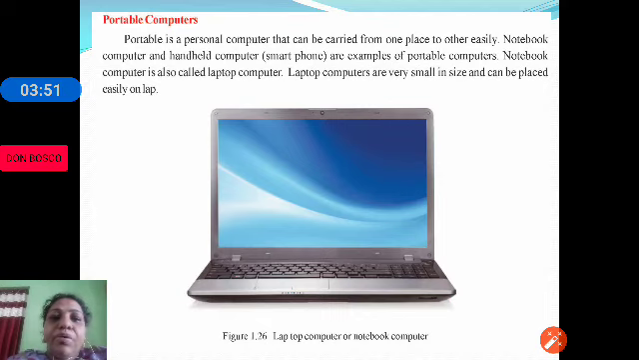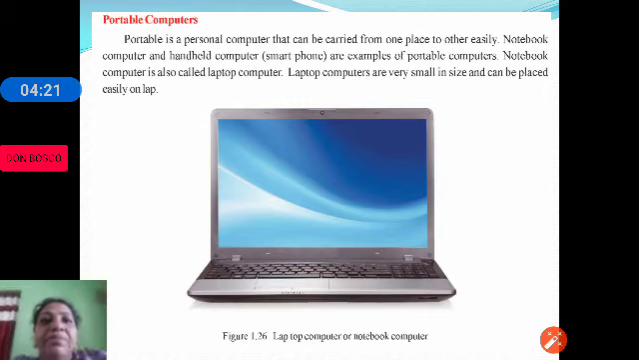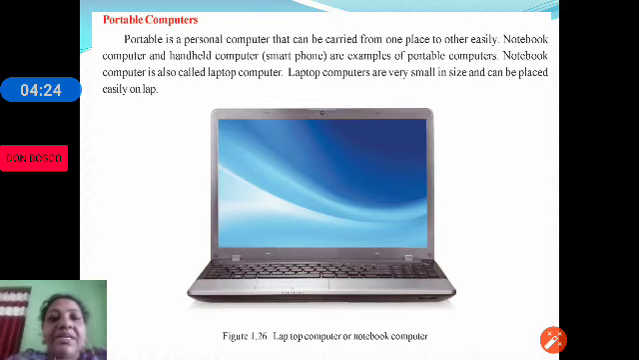Next comes the portable computers. Portable computers generally include notebooks, laptops, handheld devices, etc. Portable means they are easy to carry from one place to another. As you see, a desktop computer has keyboard, mouse, speaker, CPU. If it has to be carried to a different place, we will find it a little difficult. Whereas a laptop is easy to carry. So a portable is a personal computer that can be easily carried from one place to another.